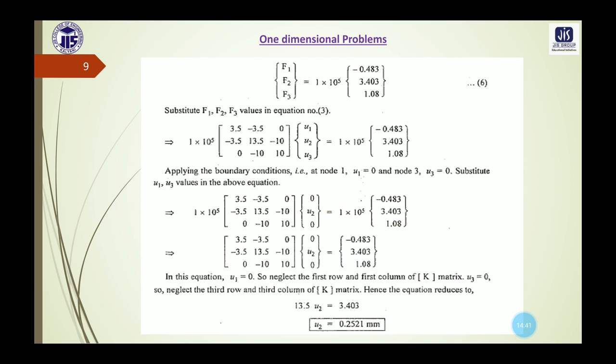Now as u1 equals 0, we neglect the first row and first column of the K matrix, and as u3 equals 0, we can neglect the third row and third column of the stiffness matrix. That means we are getting the final equation as 13.5 u2 equals 3.403. So that means the value of the nodal displacement corresponding to node 2 equals 0.2521 millimeter. This is the procedure by which we have found the nodal displacement at node 2.